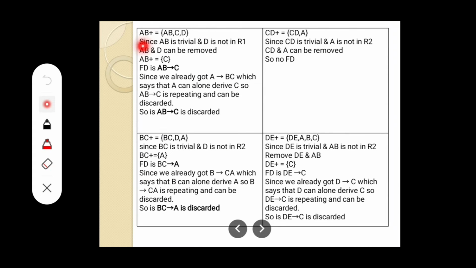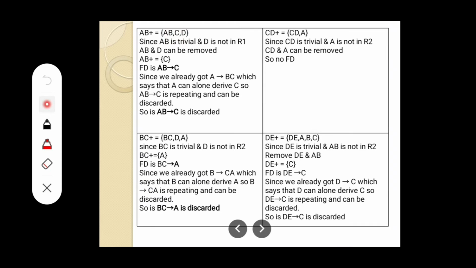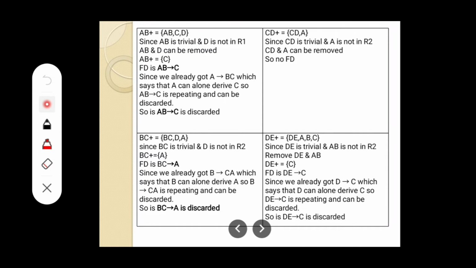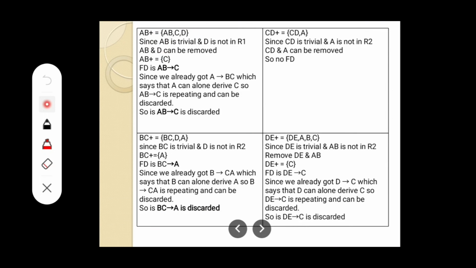Okay, AB closure. What is the answer for AB closure? The first value is AB itself. Okay, the remaining is what? CD. How we got CD? Because starting with A we are having B. Starting with B we are having C, so we'll write C here. Now C determines D, so D can be written here. Now D determines A, which is given. So since A is repeating, we don't write it again here. So A, B, C, D is the answer.